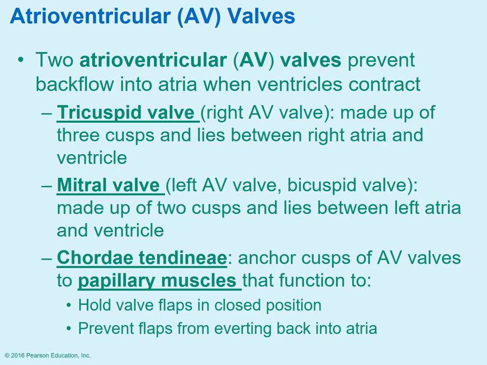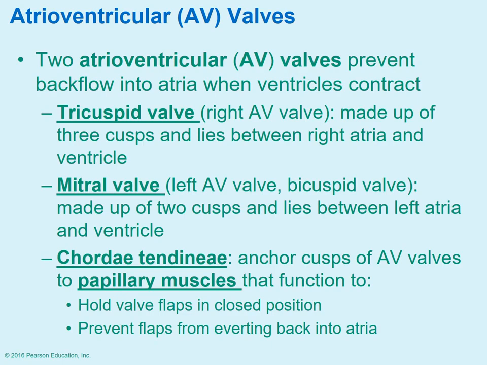On the right side of the heart, the right AV valve is known as the tricuspid valve. It has 3 flaps, if you will. The left AV valve is known as the mitral valve. It's also known as the bicuspid valve.